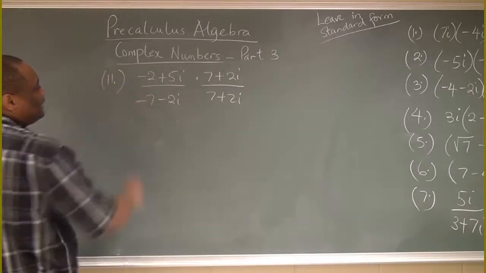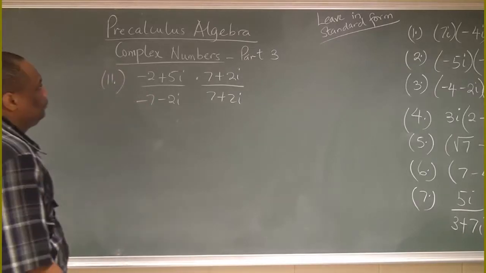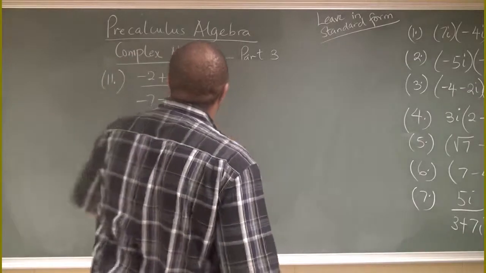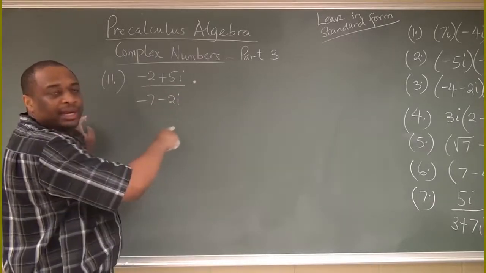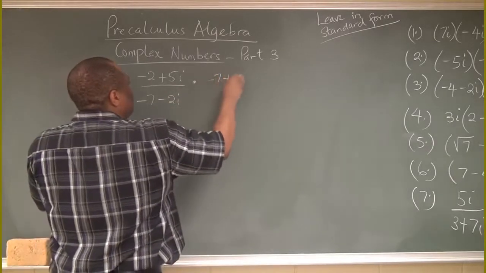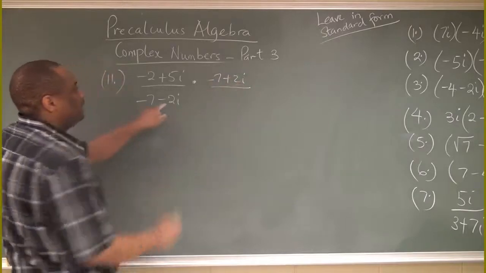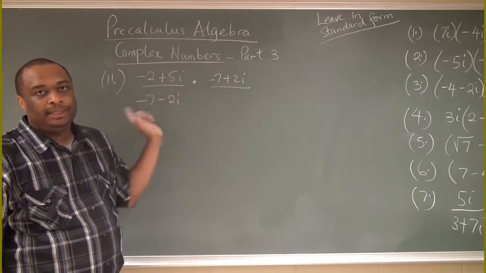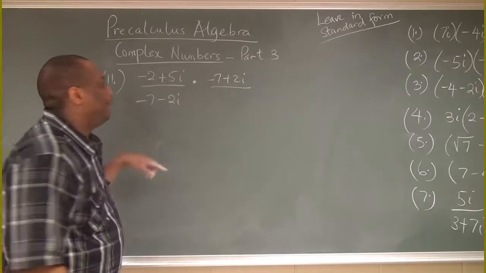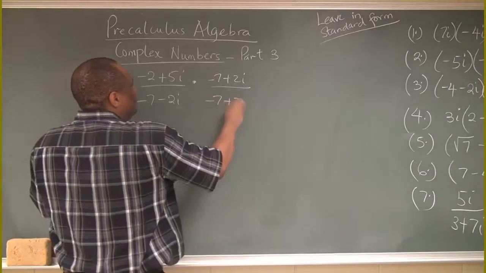What if we have negative 7 minus 2I? Here, this will be times, what is the conjugate here? Negative 7 plus 2I is the conjugate, because the signs differ with just the pure imaginary numbers. All over negative 7 plus 2I.